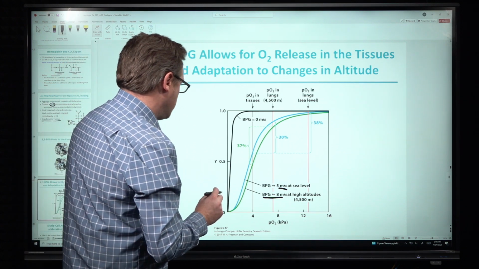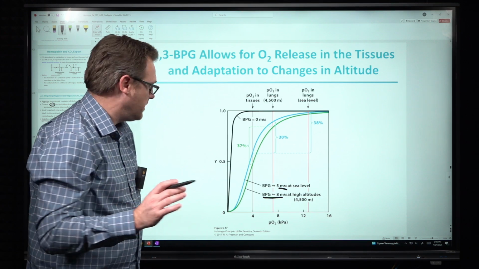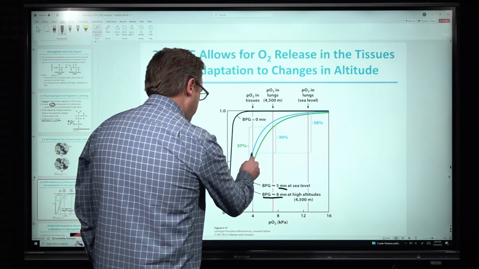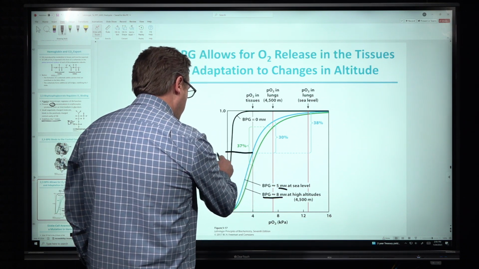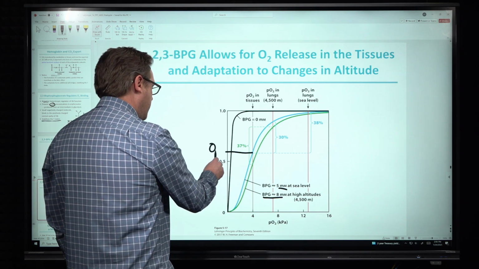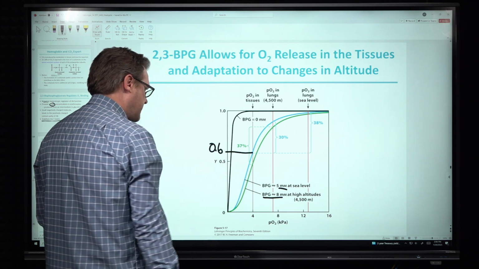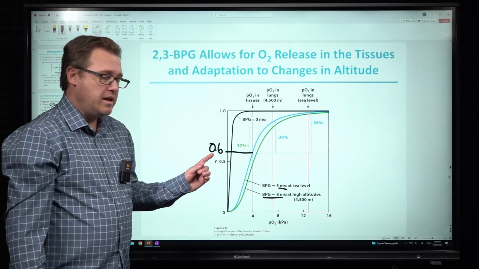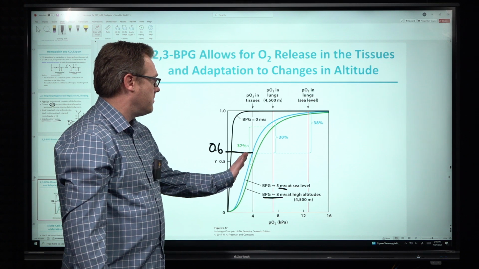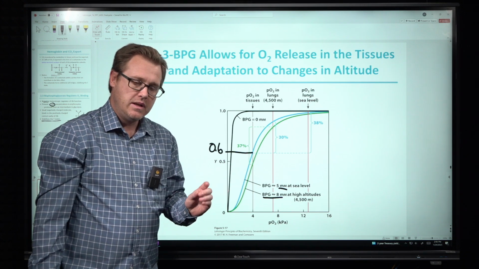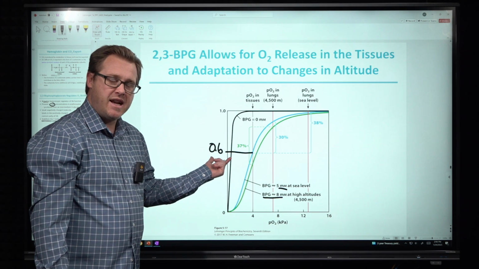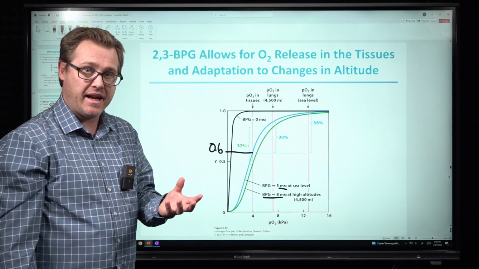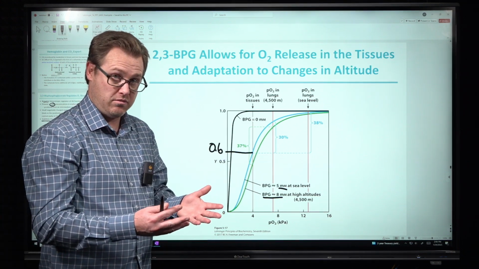Okay, so what I want to focus on is the blue curve. So the blue curve, if we extrapolate all over here, what is the Y value going to be? Approximately 0.6. So that means when the hemoglobin gets to the tissues, it's 60% occupied, meaning the hemoglobin has about 60% of its sites full of oxygen.